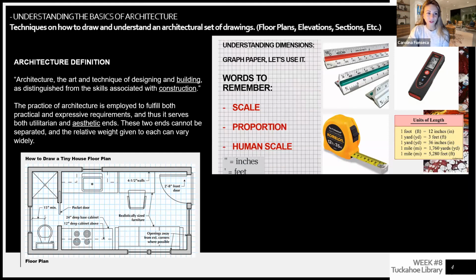And then in class number 2, you can see that we were understanding the basics of architecture. To do that, we started by defining the word architecture. The word architecture is basically the art and technique of designing and building, as distinguished from the skills associated with construction. The practice of architecture is employed to fulfill both practical and expressive requirements, and thus it serves both utilitarian and aesthetic ends. These two ends cannot be separated, and the relative weight given to each can vary widely.